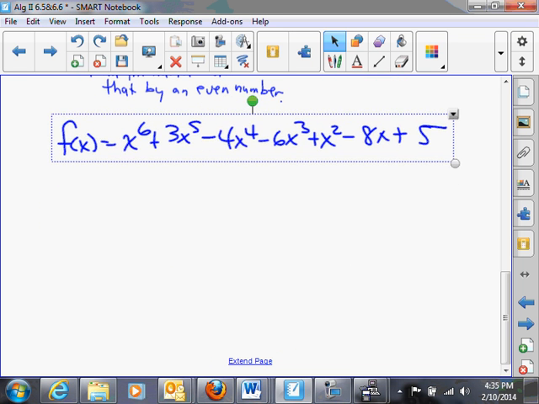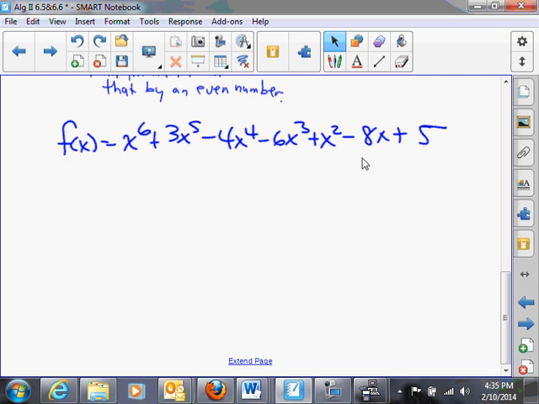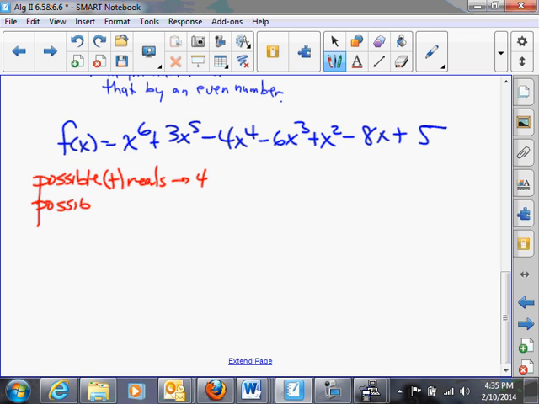Now, what we found was the most possible positive real zeros was 4. Possible negative real zeros was 2. And since the degree is 6, that's all of them, 4 plus 2.